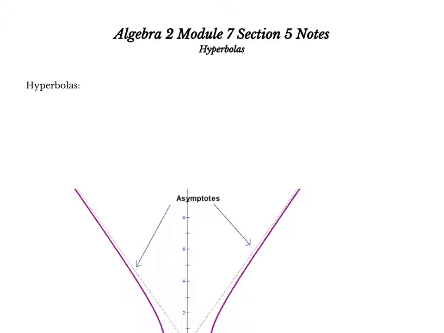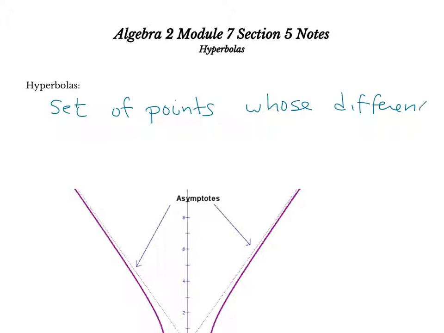Okay, our last conic section we're going to look at is what's called a hyperbola. Now, a hyperbola is similar in its definition to an ellipse, where you have the distance from two set points, but instead of being the sum, it is the difference. So a hyperbola is the set of points whose difference in distance, so we're subtracting instead of adding, from two set points is constant.